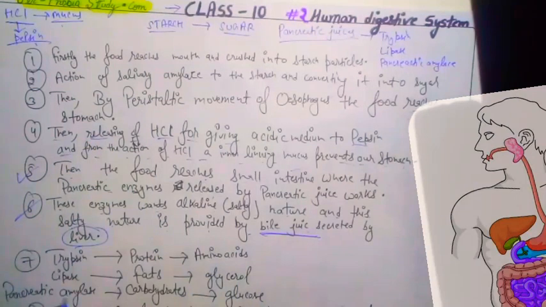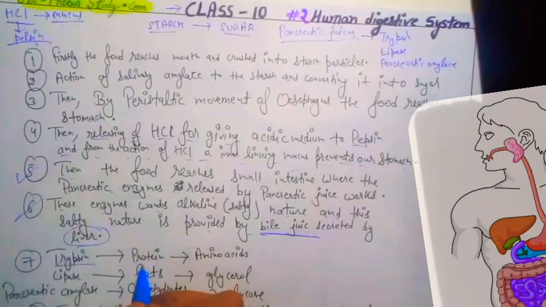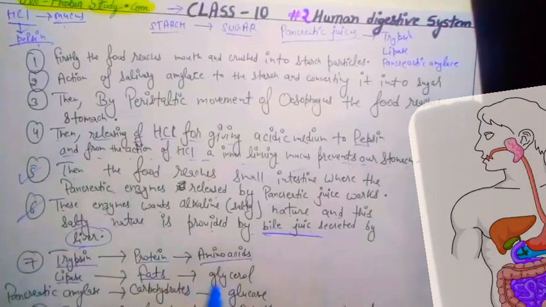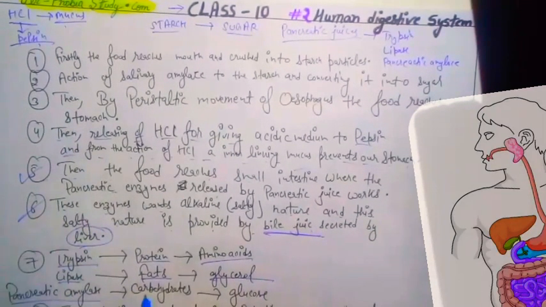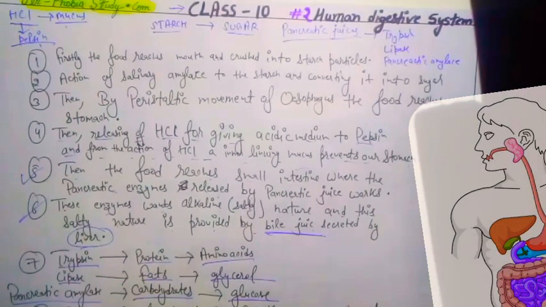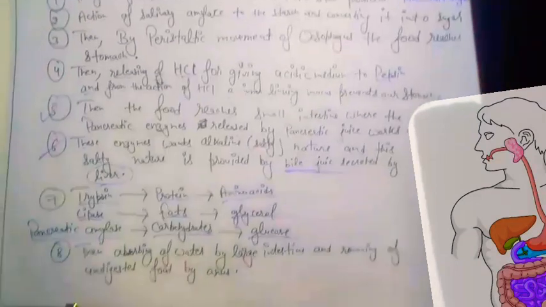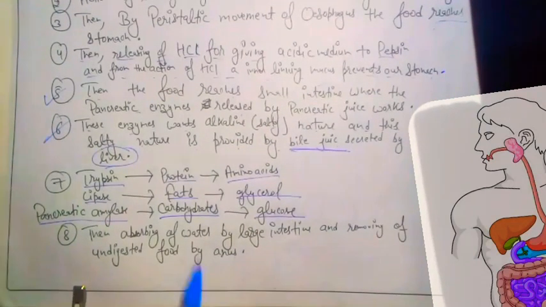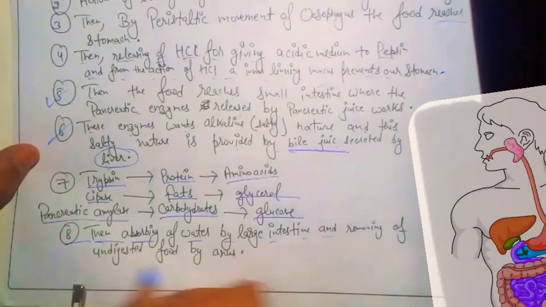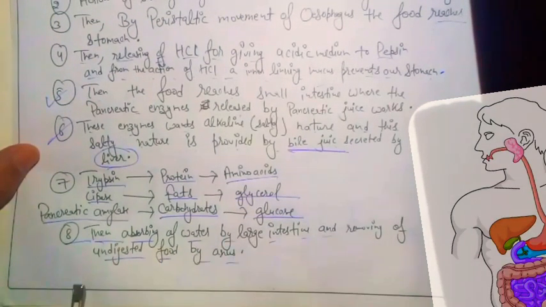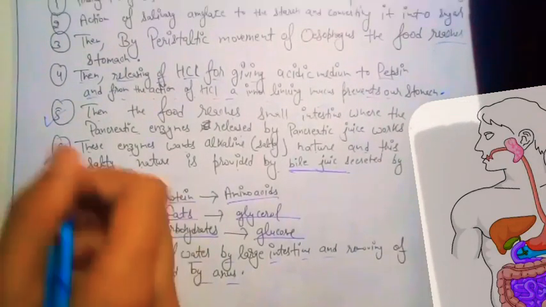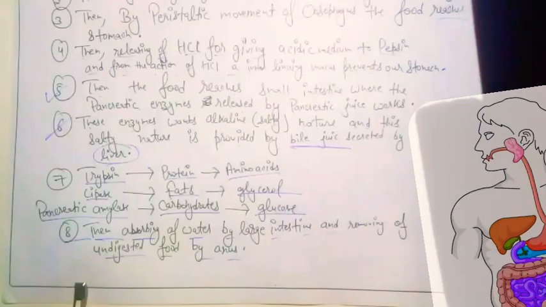Then trypsin digests protein into amino acids, lipase digests fat into glycerol, and pancreatic amylase digests carbohydrates into glucose. Then eighth is absorbing of water by the large intestine and removing of undigested food by the anus. It is very important. So my advice to you is take a screenshot of this. Take a screenshot.